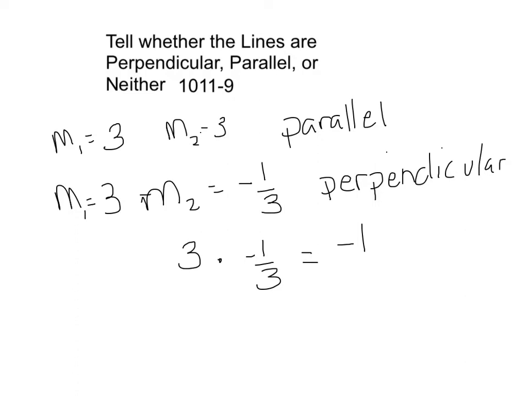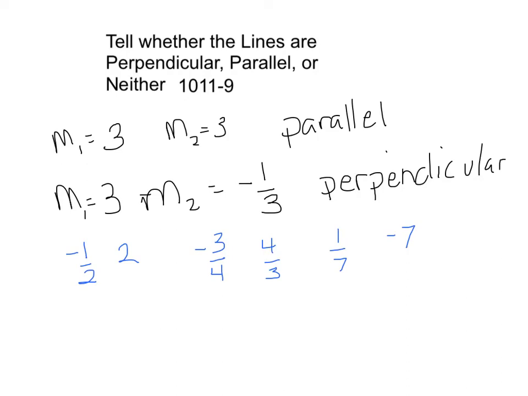So let's do a few of those just to make sure that you know what I mean when I say flipped over opposite signs. So if one slope is -1/2, a perpendicular slope would be 2. If one slope is -3/4, a perpendicular slope would be 4/3. If one slope is 1/7, a perpendicular slope would be -7. Get it? Flipped over opposites. Or when you are multiplying together, they all equal -1.